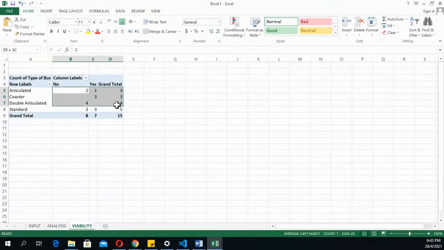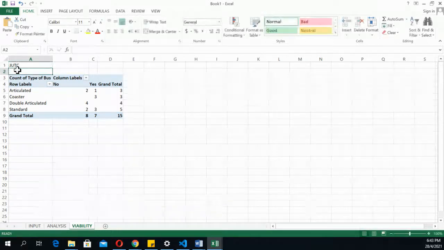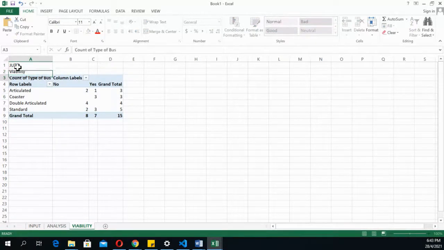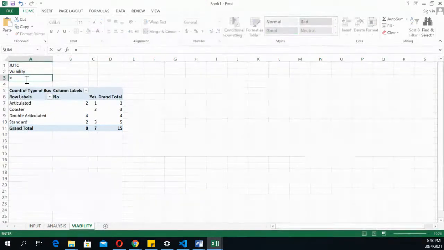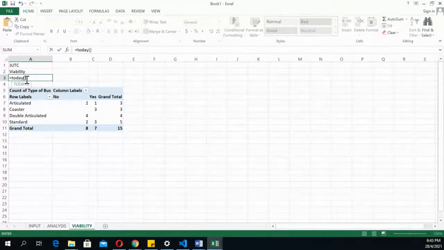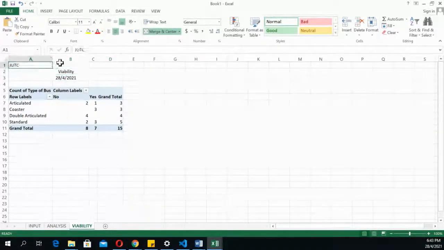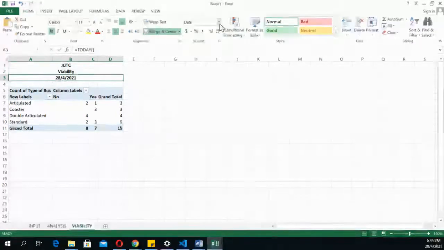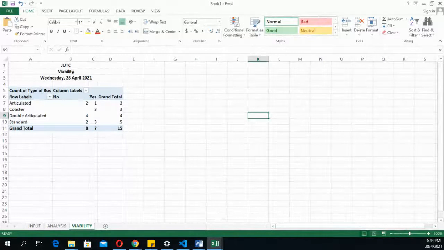And again, for you to get full marks, you have to format it. And again, include your headings. So again, the same JUTC. The title, I don't remember what this, you can call it viability. And put the current date as well. And just preference, I like the long date format. All right, and that would be the Excel for you, right?